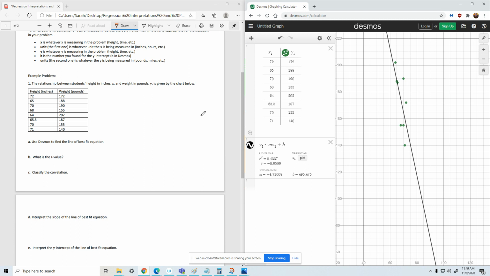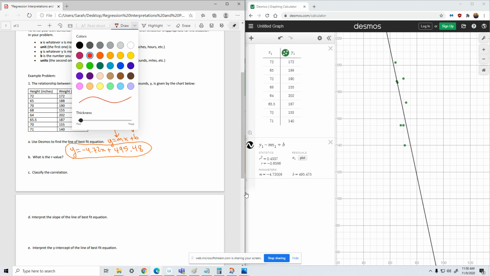Part A here says use Desmos to find the line of best fit equation. So that's going to be y equals mx plus b, but we fill in m and b from Desmos. So our answer for this is going to look like y equals m. I'm going to round that to 2 decimal places. So negative 4.72x. B, I'm going to round to 2 decimal places as well. So plus 495.48. Just like we've done before, that's not new.